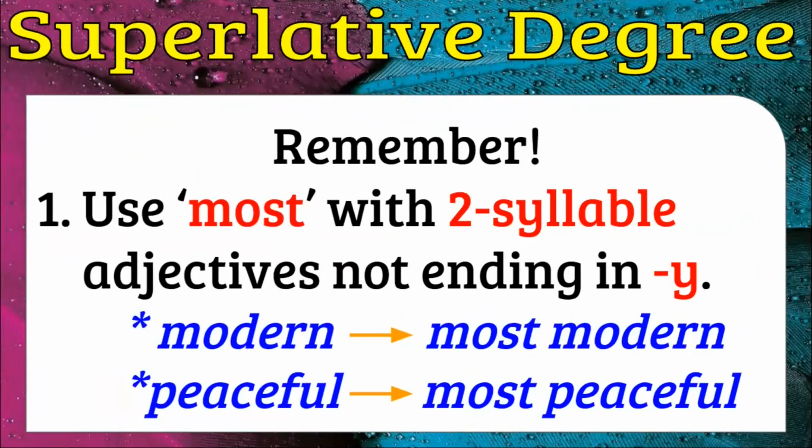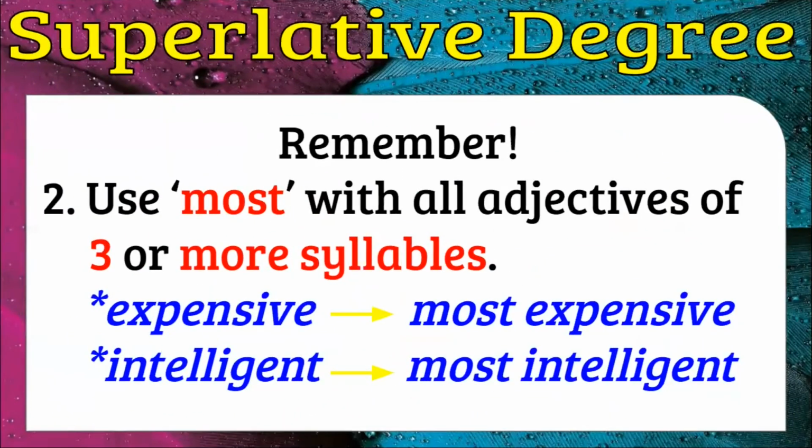Remember, use most with two-syllable adjectives not ending in Y. For example, modern, it becomes most modern. Peaceful, it becomes most peaceful. Use most with all adjectives of 3 or more syllables. For example, expensive, it becomes most expensive. Intelligent, it becomes most intelligent.